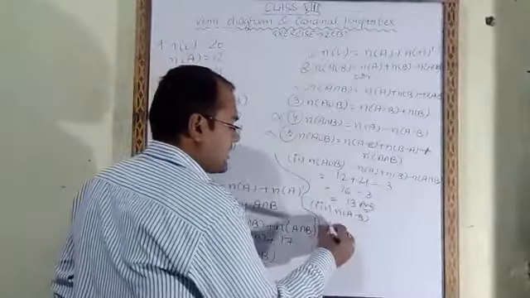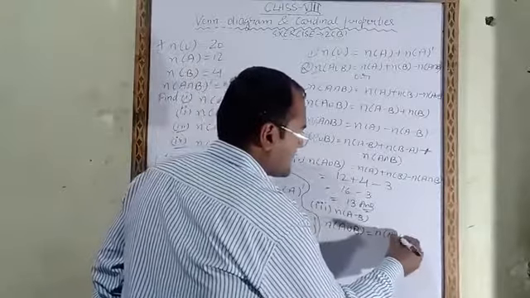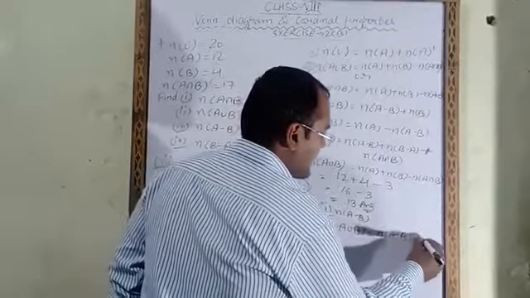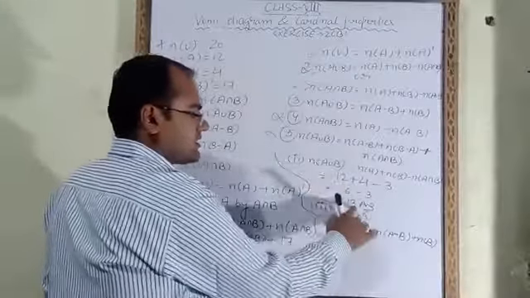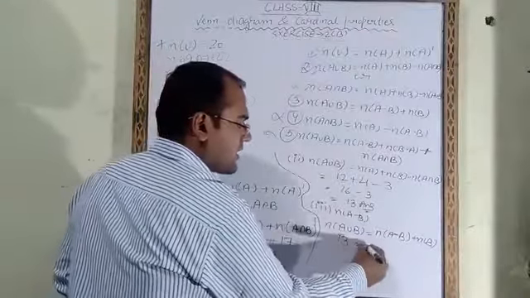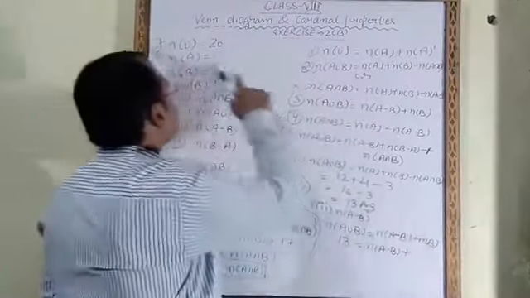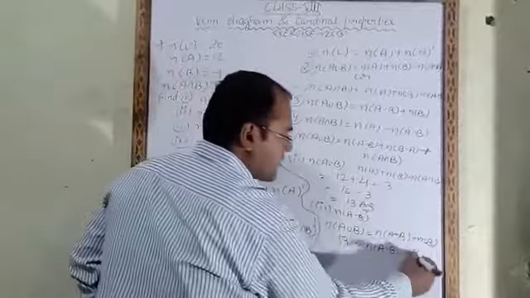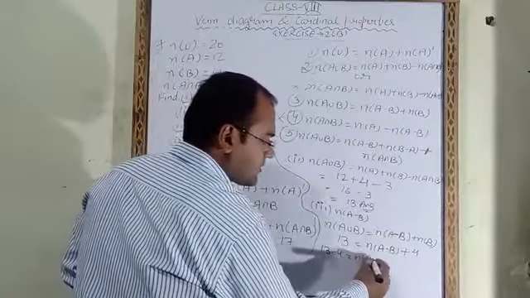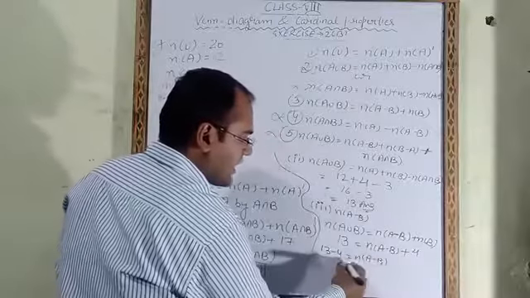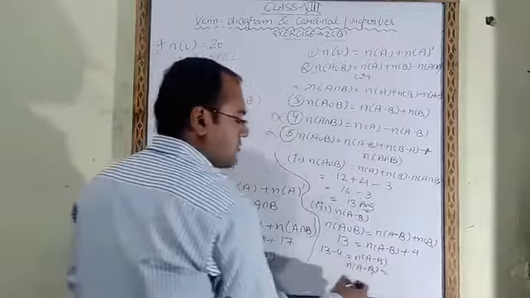Formula is n(A union B) is equal to n(A minus B) plus n(B). So n(A union B), answer is 13. So we will put here 13. n(A minus B) we have to calculate plus n(B). n(B) is given here 4. This plus 4 will come here. This will become minus 4. So answer of n(A minus B) will be 13 minus 4.